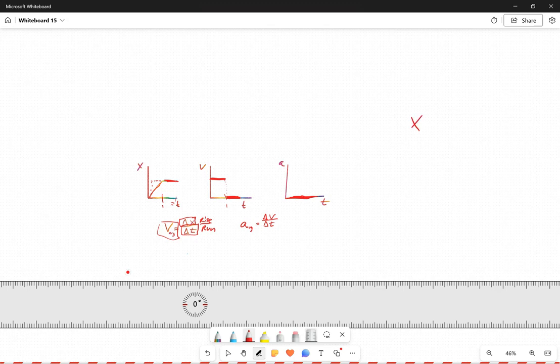In summary, x, v, a. To go from a position versus time to velocity, I need to take the slope. To go from velocity to acceleration, I need to take the slope. I can also go backwards. So I can find the area under the curve. I can take the area under the curve for velocity versus time and get my displacement.